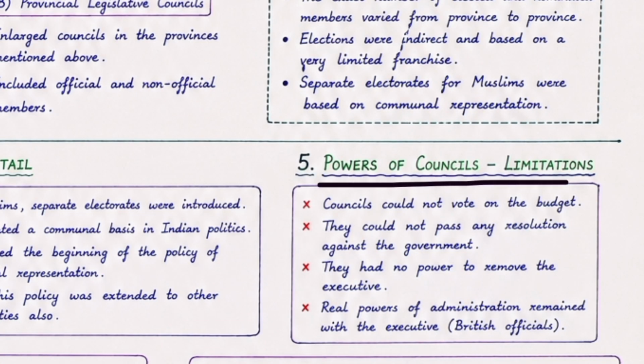Let's look at the limitations of the power of the council. So the council could not vote on the budget. They could not pass any resolution against the government. They had no power to remove the executive. Real power of administration remained with the executive British officials.